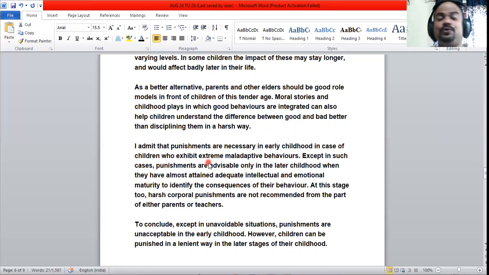At this stage too, harsh corporal punishments are not recommended from the part of either parents or teachers. Parents and teachers are recommended not to award corporal punishment, not to do any harsh punishments on children. You have to be lenient. It means if you are punishing them, it should be lenient. So no heavy punishment to children. So this is what this paragraph is.